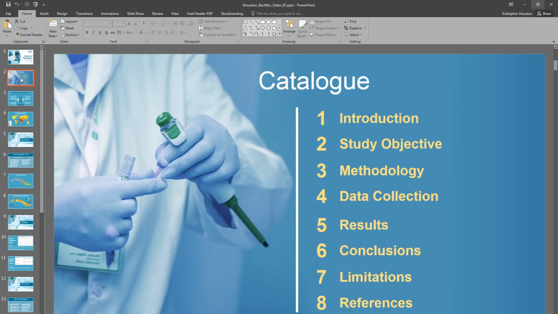So, the breakdown of this study and this presentation is as follows. The sections are right here, all 8 sections, including introduction, references at the end, and all of the other topics that we'll go over soon.